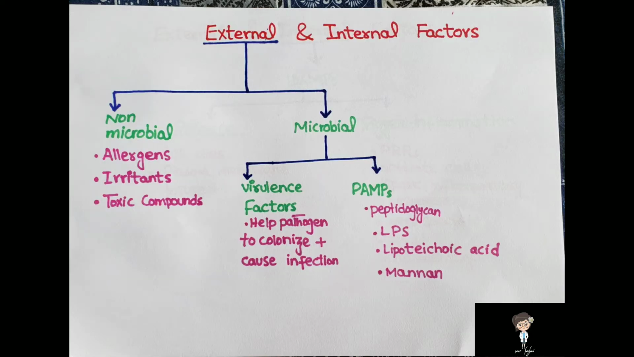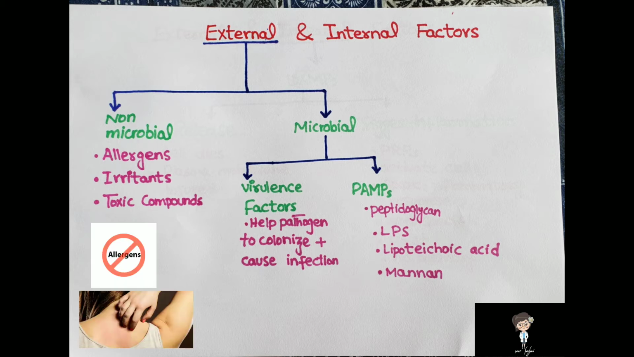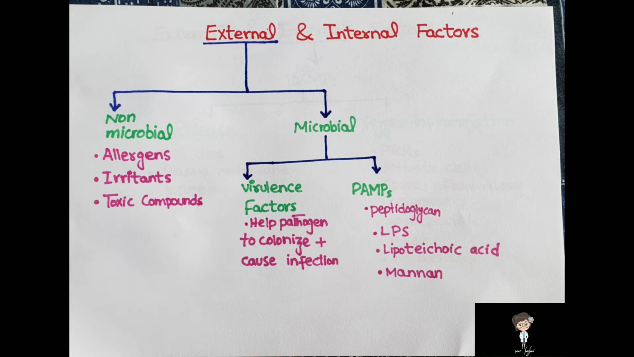Apart from these factors, inflammation can be triggered by external or internal factors. External factors can be non-microbial or microbial. Non-microbial factors include allergens, irritants, and toxic compounds. Now, two main microbial factors that trigger inflammation are virulence factors and pathogen-associated molecular patterns, or PAMPs.